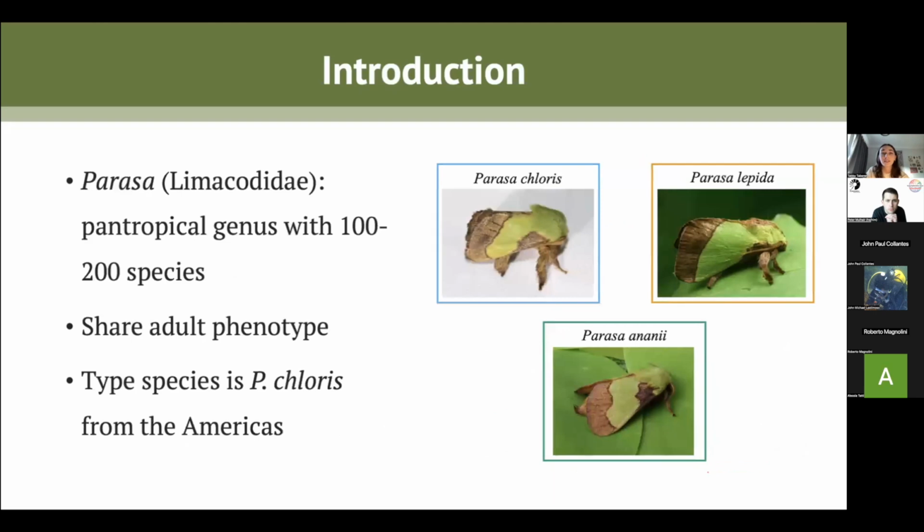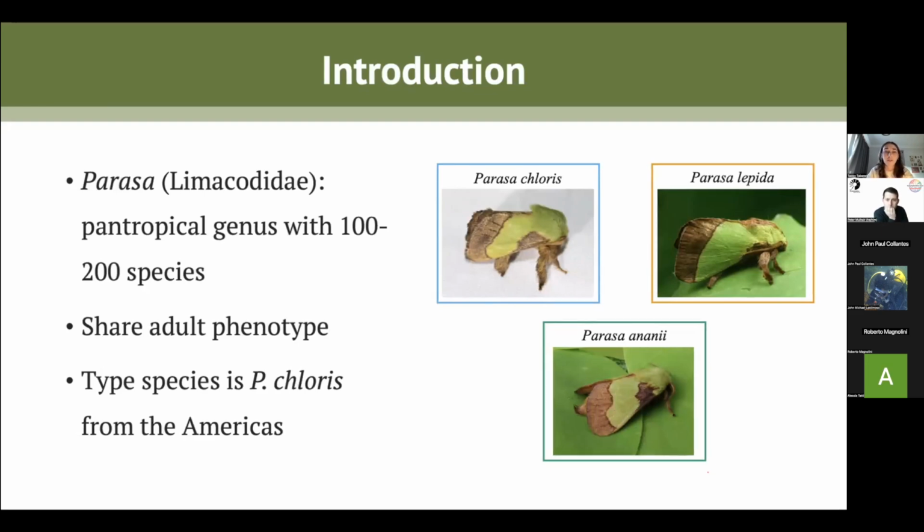My project is studying a single genus of moth within the family Limacodidae. It's called Parasa, and they're found throughout the global tropics. There are around 100 to 200 species in the genus and related genera, which I will discuss shortly. Here you can see 3 examples of Parasa: chloris from the Americas, ananii from the Afrotropics, and lepida from Asia.